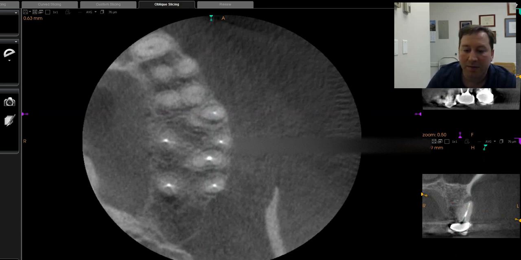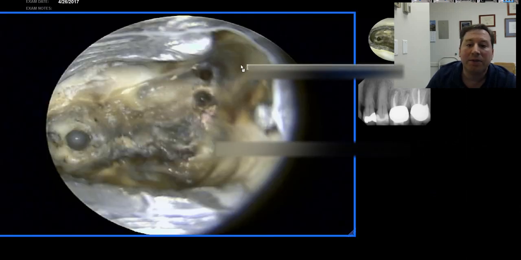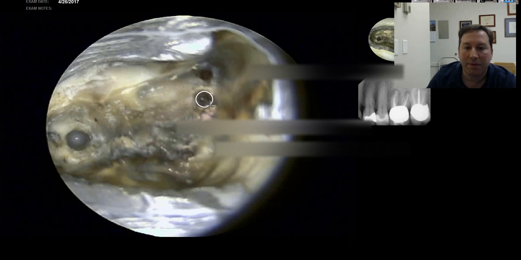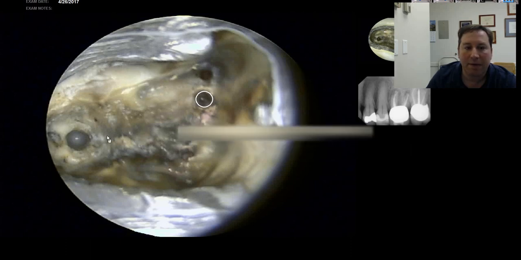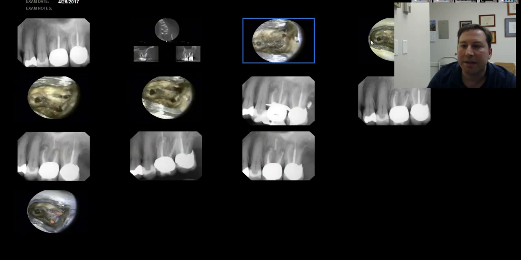So let's go back over to the x-ray slide. This is an image of the tooth when I first opened it up. Here we can actually see the orifice of the tooth. Here you can see a circular orifice in the palatal, another circular orifice in the distal, and here you can see a circular orifice in the mesial buccal. This is the region of interest over here. What's going on over there? Well, let's take a look.